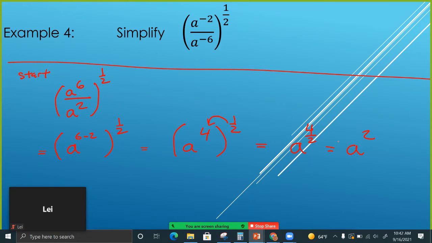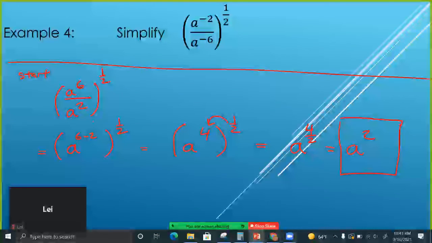Is there any more work we can do here? No. This is pretty darn clean. I like it. I want you all to understand the way I just did this. We used our different rules, our different laws, right? We used power to a power by multiplying the half to the 4. We used power divided by a power, the quotient rule, by subtracting 6 minus 2. I guess it's only those two rules.